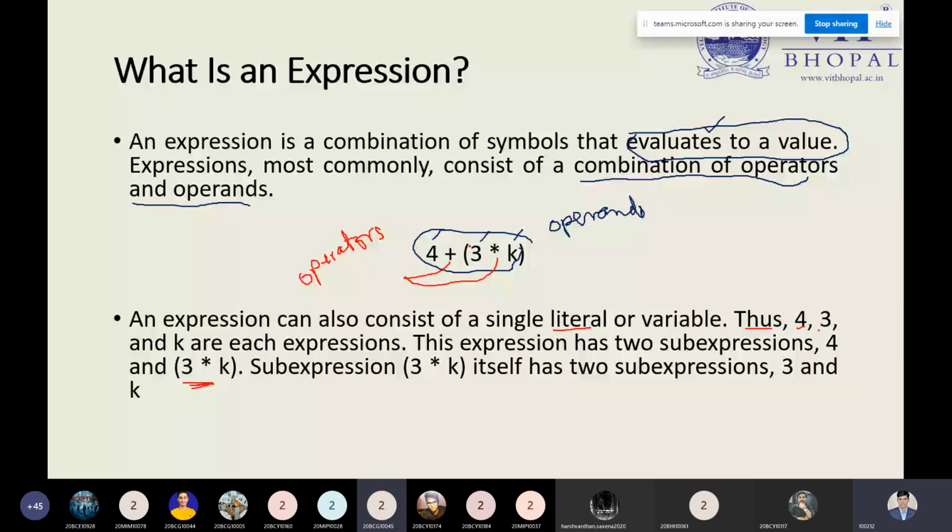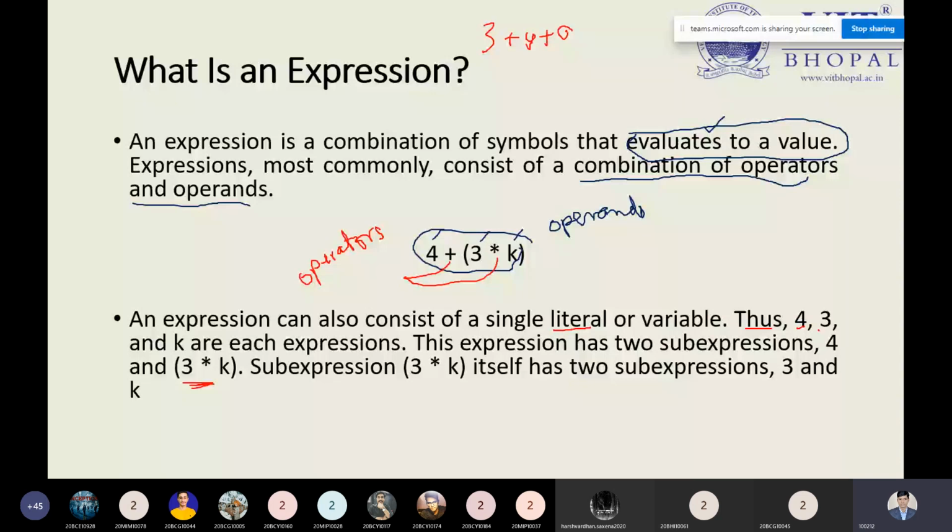So please explain the second point once again. Okay, the second point is saying that suppose you want to evaluate 3 plus (4 plus 9), and this is my main expression, that is 3 plus 4 plus 9. So the first part to be evaluated is 4 plus 9.